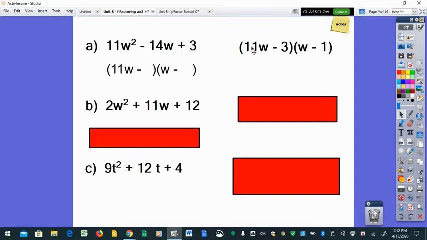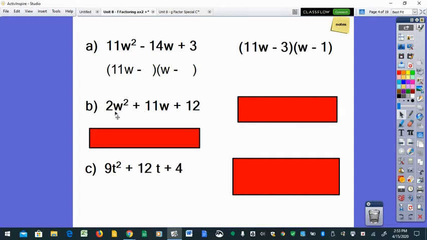Let's FOIL it and check. 11W times W is 11W squared. The outer is negative 11W. The inner is negative 3W. Negative 11 combined with negative 3 will give me the negative 14 with the W. And a negative times a negative for my last would give me a positive 3. This is the factorization.